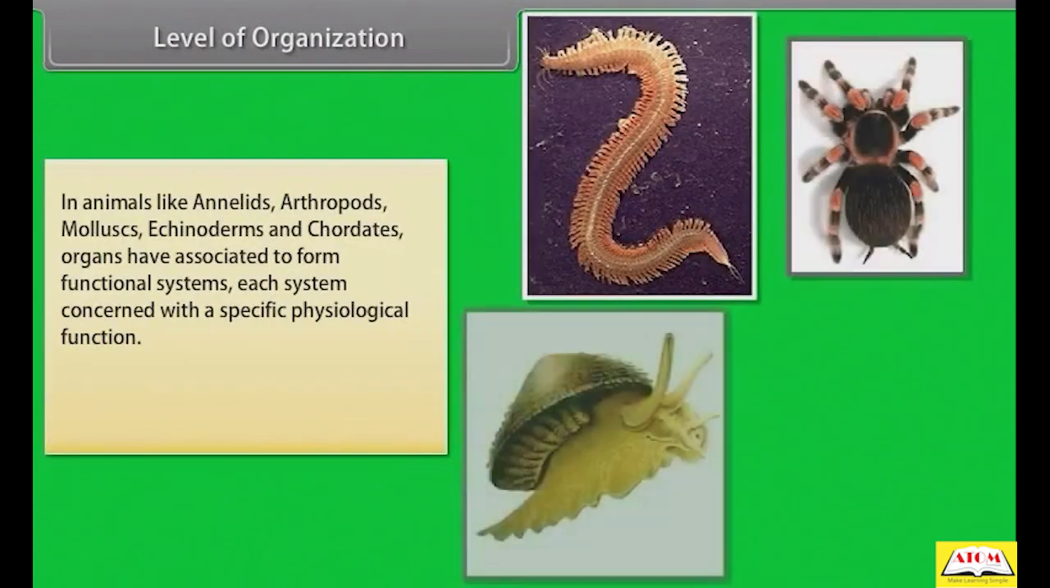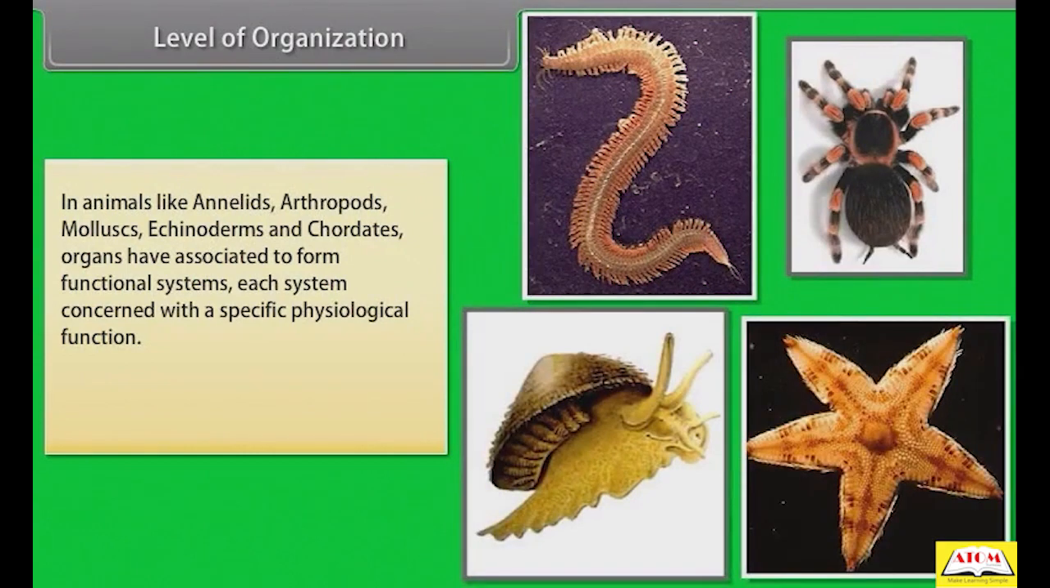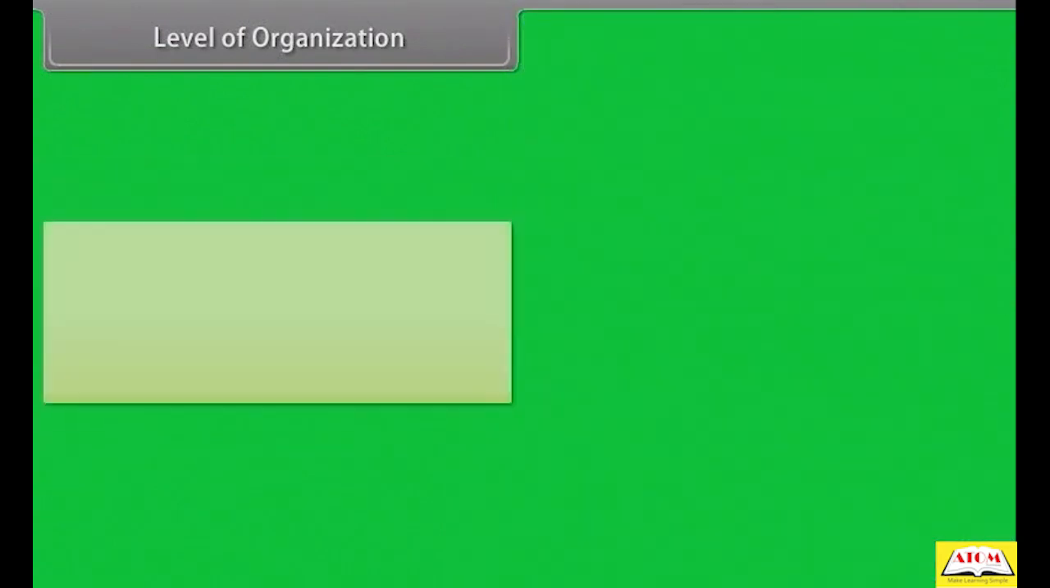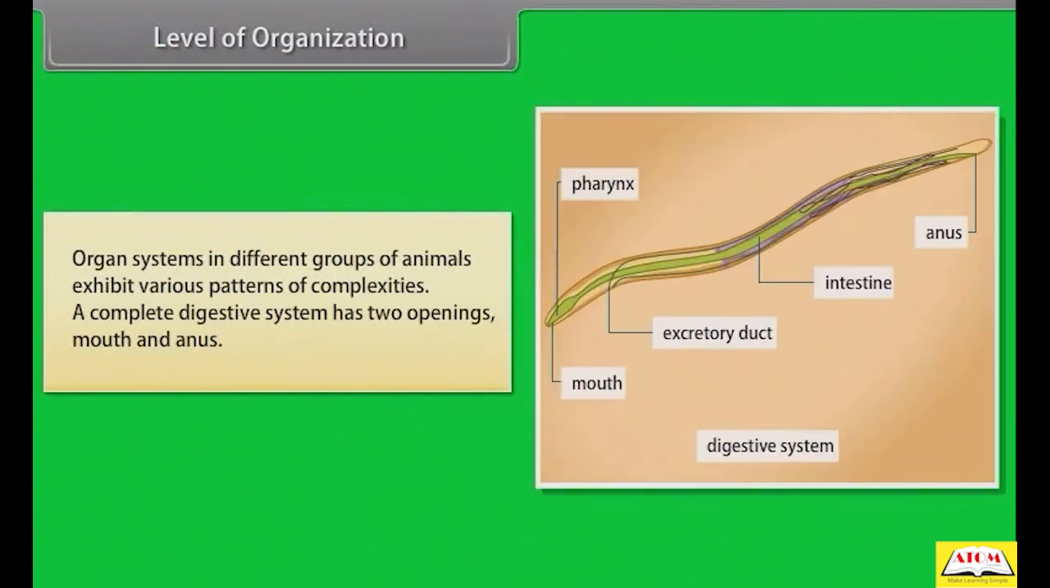In animals like annelids, arthropods, mollusks, echinoderms and chordates, organs have associated to form functional systems. Each system is concerned with a specific physiological function. This pattern is called organ system level of organization. Organ systems in different groups of animals exhibit various patterns of complexities.